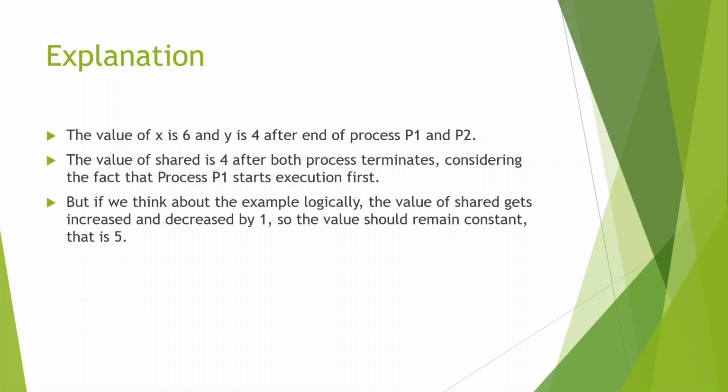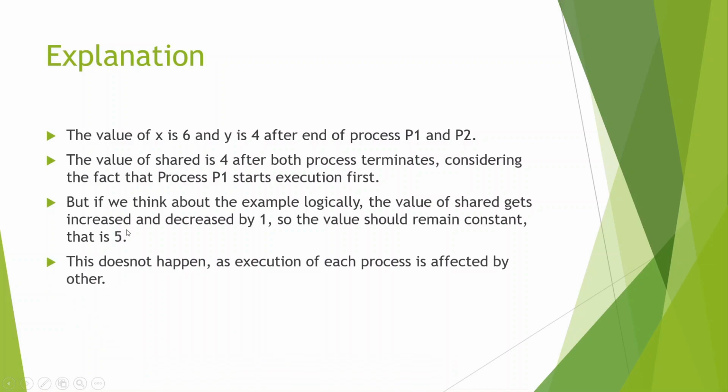But this is not what is happening. We are getting the value 4 in case process P1 starts execution first and 6 in case process P2 starts execution first. So both are wrong. Logically, both are wrong. This should not happen. This is a drawback of concurrency when we share variables. I have already mentioned this as a disadvantage of concurrency, and that's why we need process synchronization in concurrent processes.